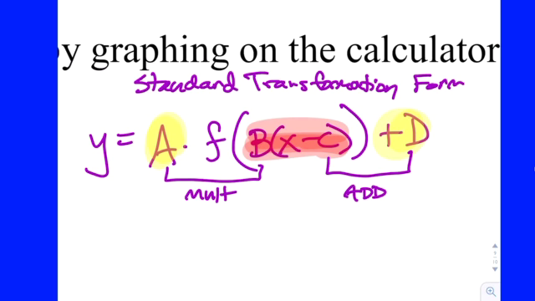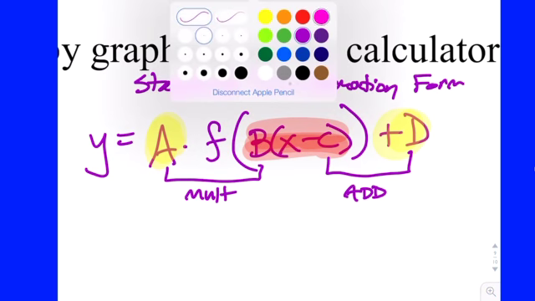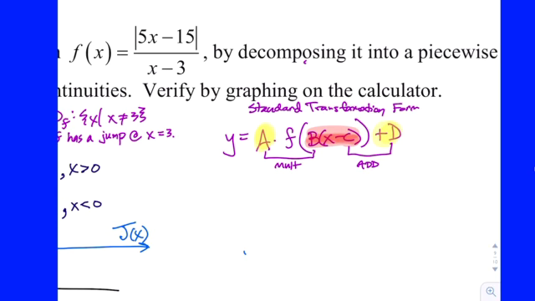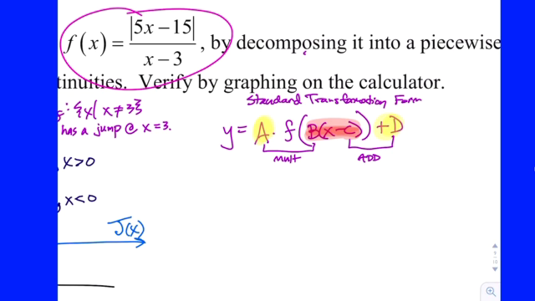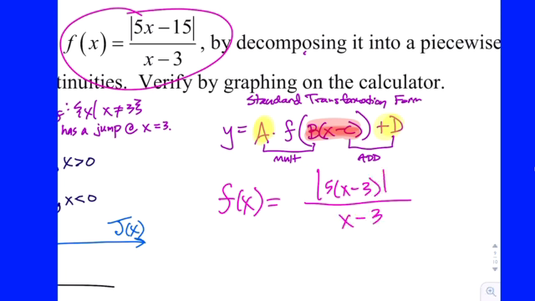So again, that's a review. We'll cover it in more detail later on. But here's a good chance to review it right now for our new parent function. I'm going to rewrite f of x in standard transformation form. Okay? So let's do that. f of x equals, in the numerator, inside the absolute value, I can factor out the 5. And that leaves me 5 times (x minus 3), all over x minus 3. So there's my first step.